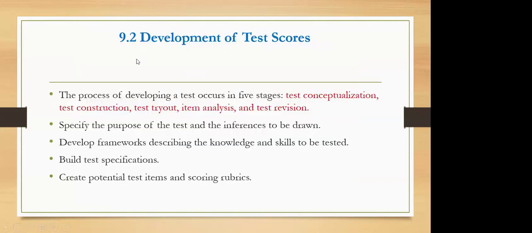And then 9.2, development of test scores. So the process of developing a test occurs in 5 stages. You know about that. That is test conceptualization, like making the blueprint or specification table. Then test construction. It's like by looking at the specification table, we can organize the questions. That's it. Then test tryout.